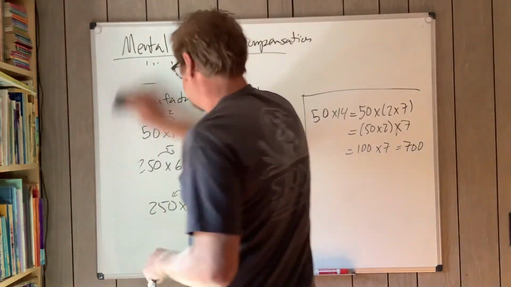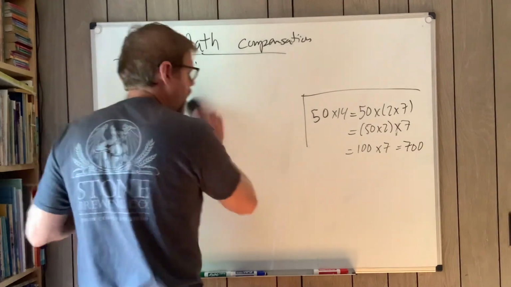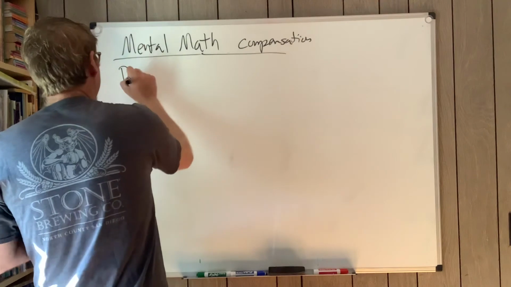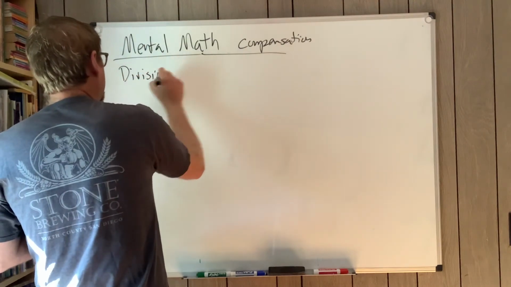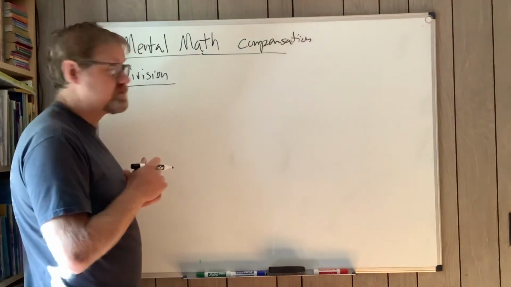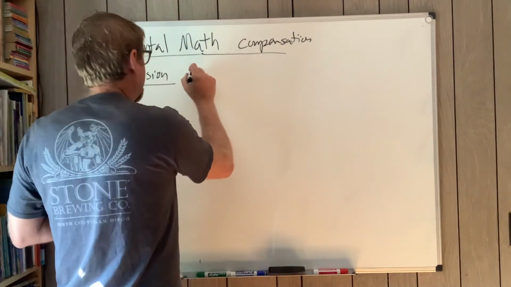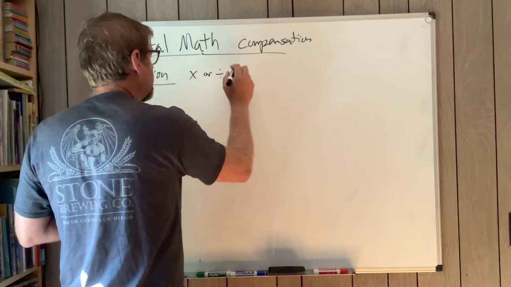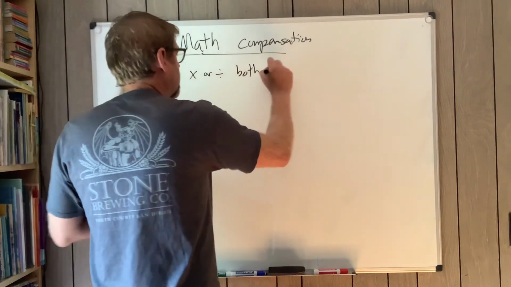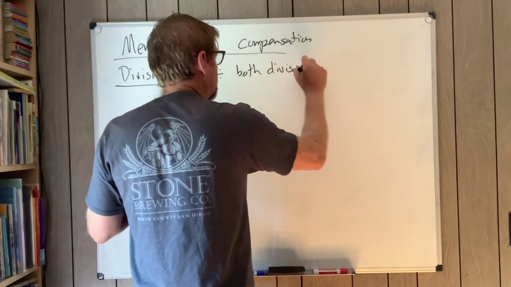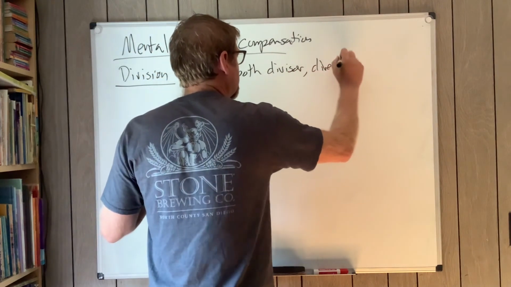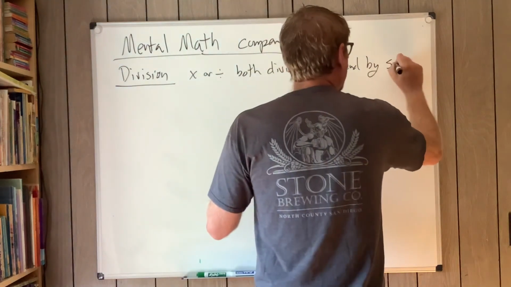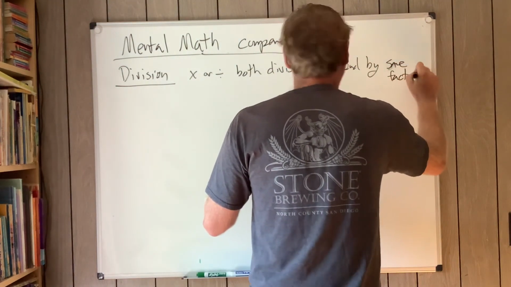Okay, and then the last is going to be division. Division works a lot like subtraction, and I can multiply or divide both divisor and dividend by the same factor.